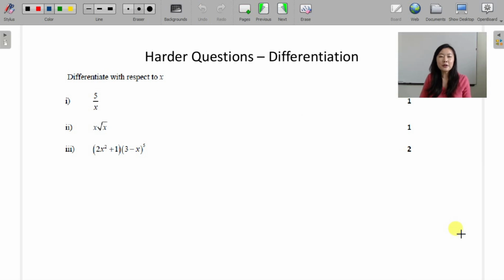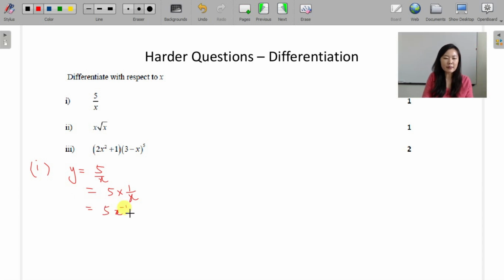Next one. So all of these, especially the first two, require you to change it back into the indices form first before you attempt to differentiate. So the first one, 5 on x is equivalent to 5 times 1 on x. I just want to clarify that. A lot of people bring the 5 in a strange place, so just be careful of that. So x to the power of minus 1.